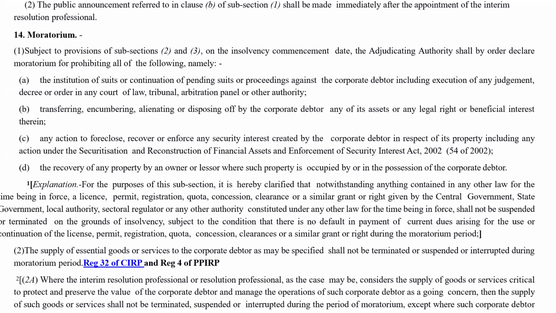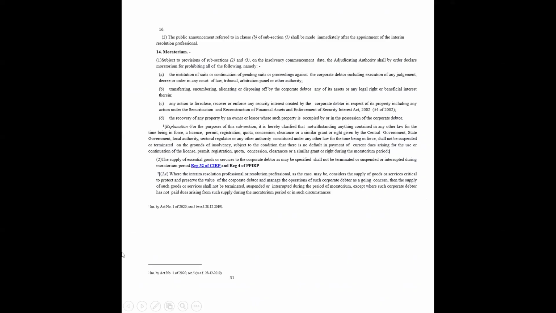Second, supply of essential goods or services to the corporate debtor, as may be specified, shall not be terminated or suspended or interrupted during the moratorium period. Now, what are these essential goods or services? These essential goods or services are electricity, water, telecommunication, and information technology services.